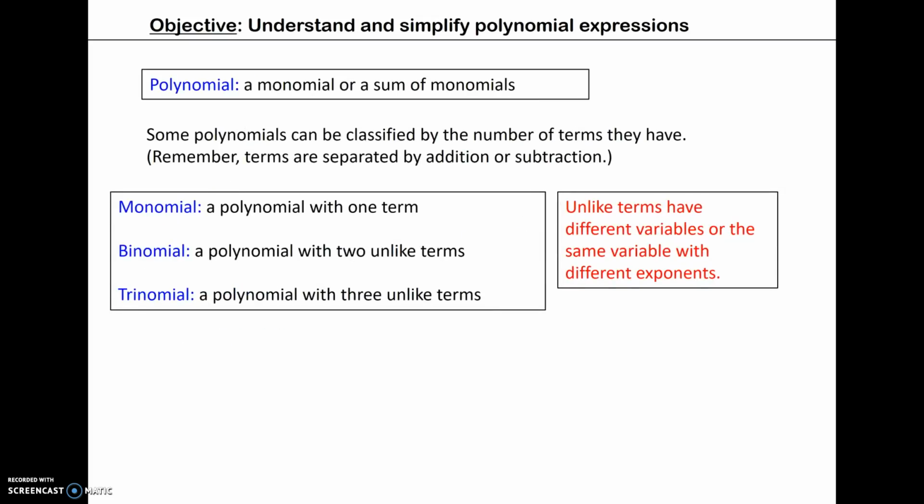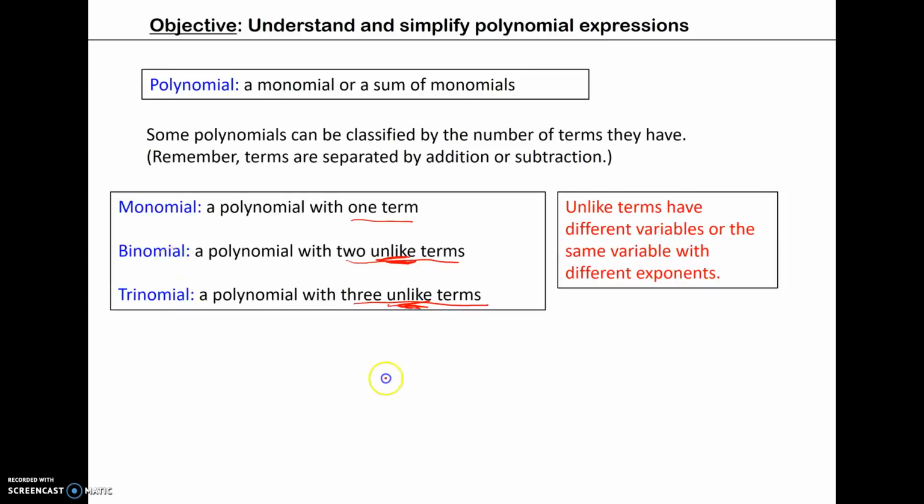Okay, so polynomials, it's looking at a monomial or a sum of monomials. Each of these three are different types of polynomials. It's all based on how many terms they have. A monomial has one term, a binomial has 2 unlike terms, a trinomial has 3 unlike terms. What I mean by unlike is after you've combined like terms, you can't combine any more. How many terms do you have left? That determines what it's going to be.